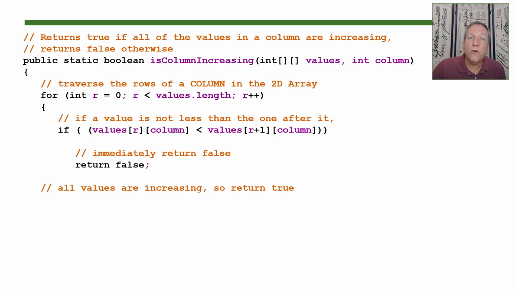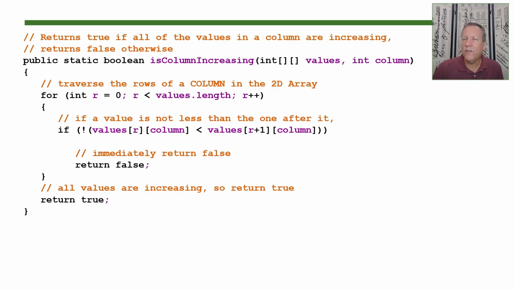And we want to return false if this is not true. So really, we're going to need to add an exclamation point here before our Boolean expression, because we want to return false if this is not a true situation. Then after the loop is completed, we're going to return true if we're still here, because that means we never found values that were not increasing.